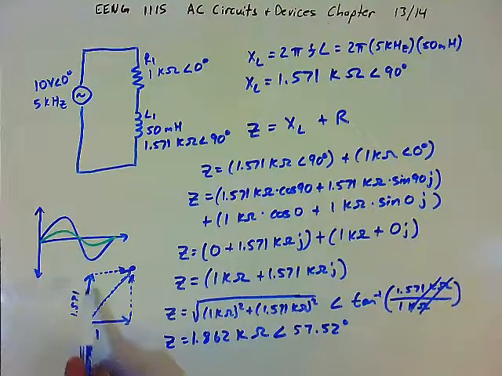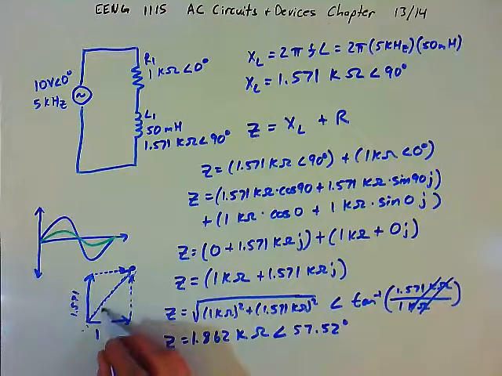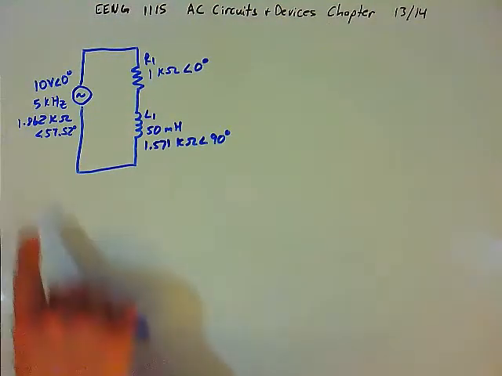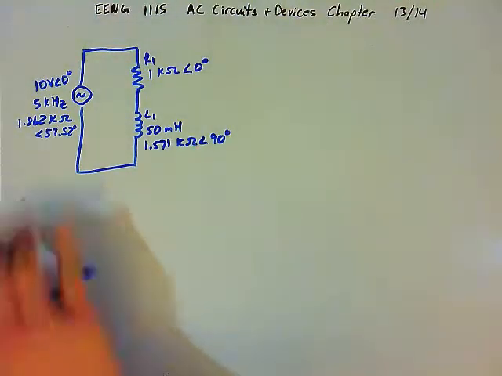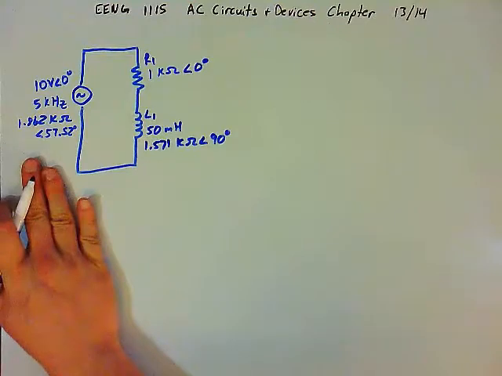So the magnitude is greater than either of the components, and the angle is a positive 57.52 degrees, which is about what my picture here looks like. The important thing is that it's in the right quadrant, and we can see that that's about what it should be. So we found the total impedance, 1.862 kilo ohms at 57.52 degrees. I've written that here. And just like with a DC circuit, that's similar to the total resistance. That was the first step.